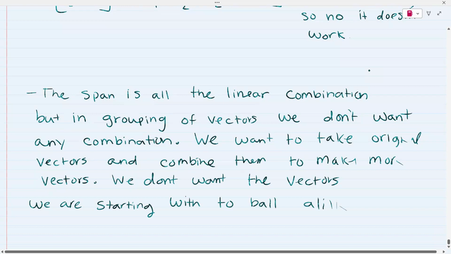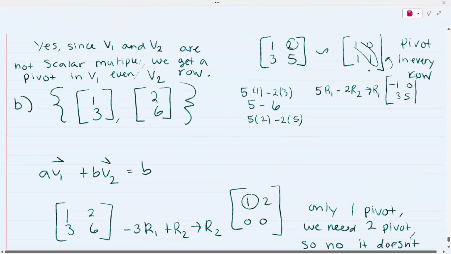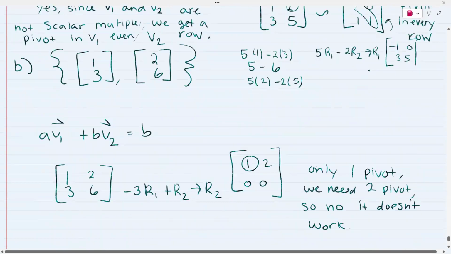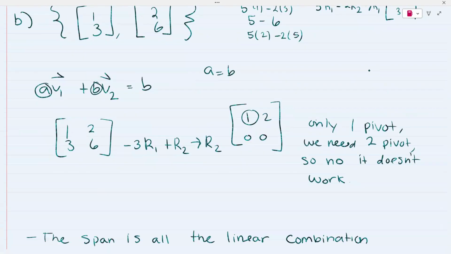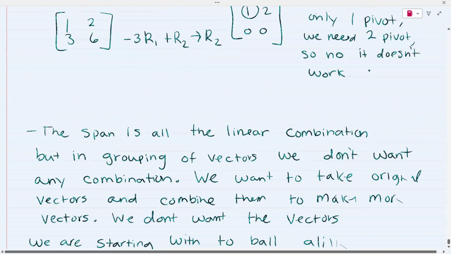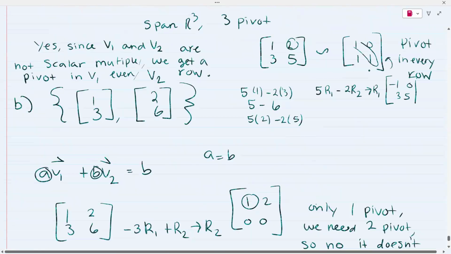So what that really means is, we're trying to find the constants, right? This is a linear combination, this is a linear combination. This means that A equals B. These linear combinations are the same, or the scalars are the same. That's why this does not work.